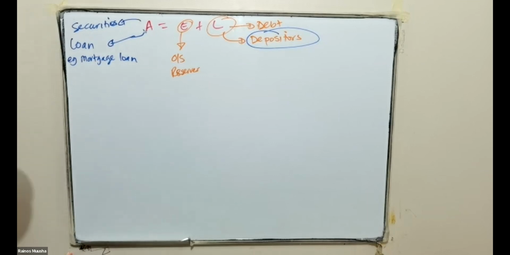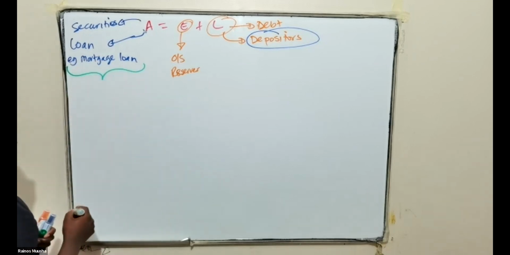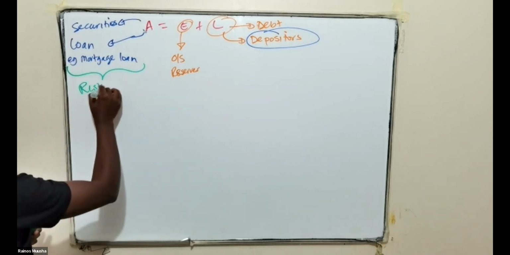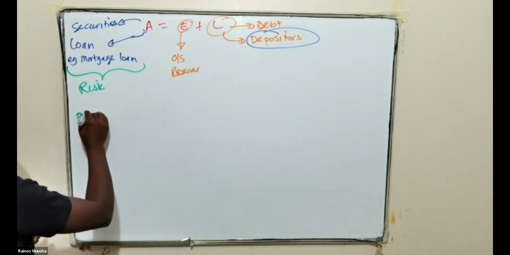So in pursuit of this return, what do we see? In pursuit of these returns, there is risk involved. Why? Because we are pursuing what?